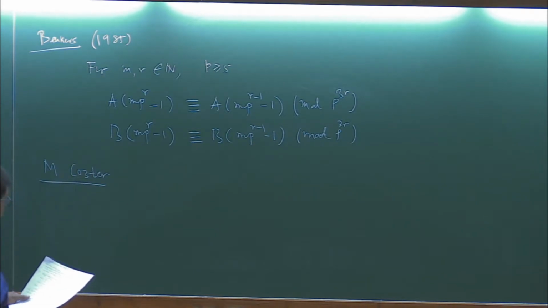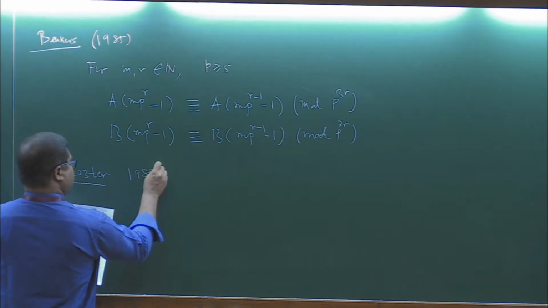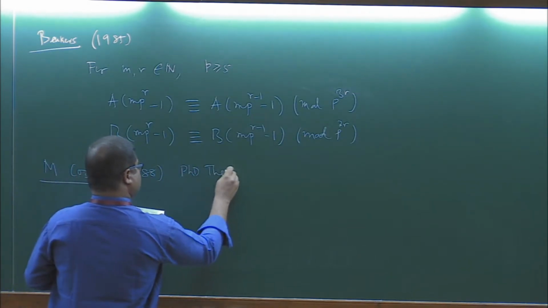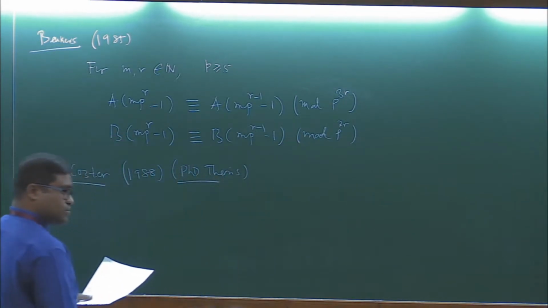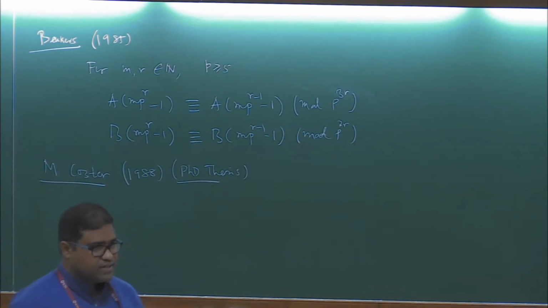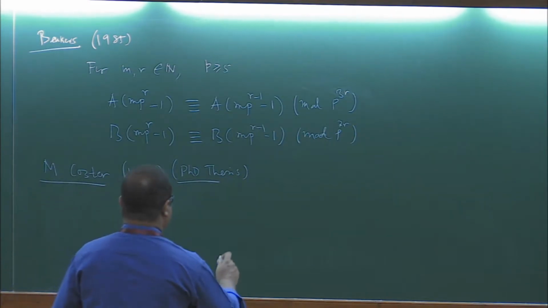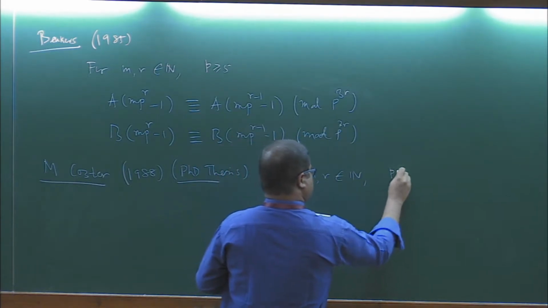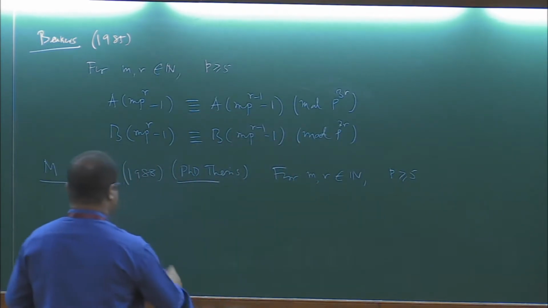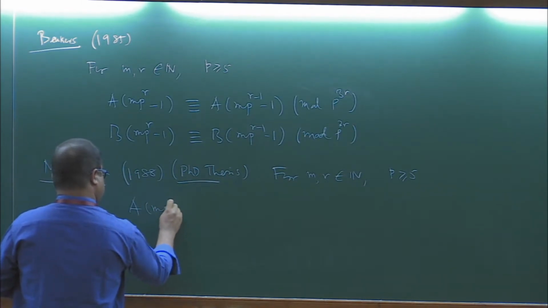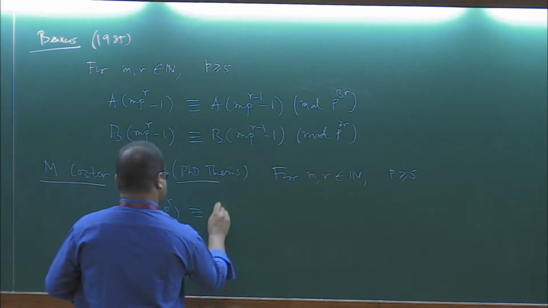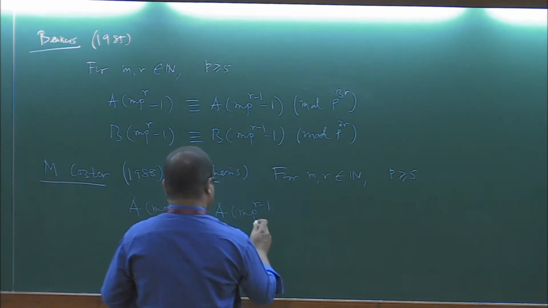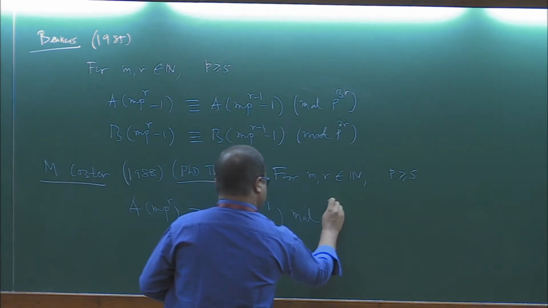Koester wrote his PhD thesis with Beukers. In his thesis, he developed a very systematic way of handling these congruences, and he proved that for any prime bigger than 5, the similar congruence to the one we discussed earlier holds modulo p to the power 3r.